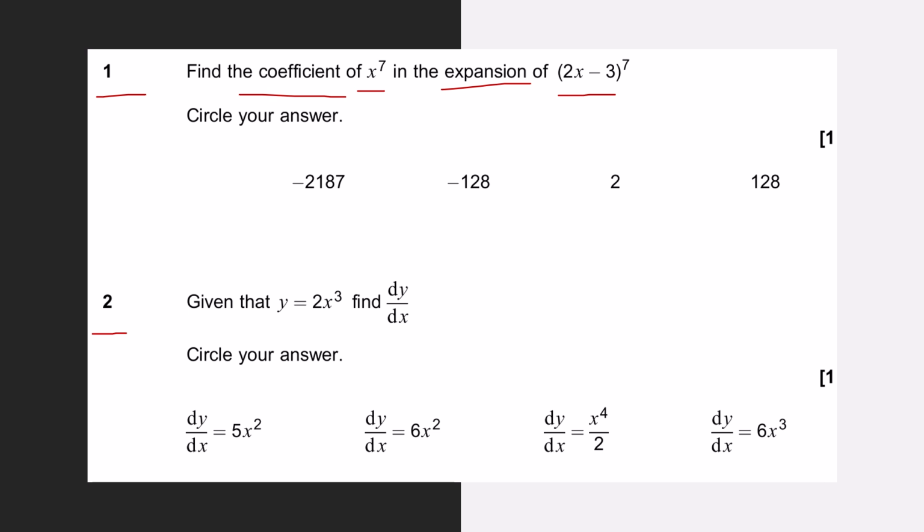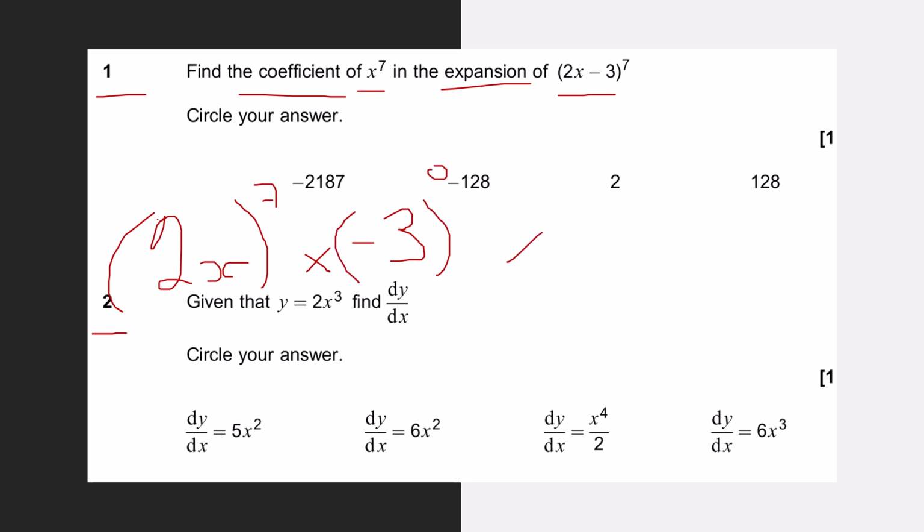Now, one way we're obviously doing this, guys, is knowing your Pascal's triangle. So for x to the 7, I've got one or two options. I can do 2x to the power of 7, multiplied by minus 3 to the power of 0, times by 1.